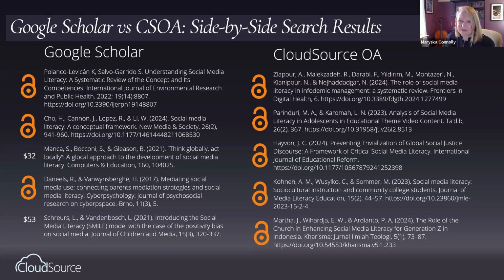Of the 3 Google Scholar results, only 1 of them is OA, and 2 of them I immediately hit a paywall, $32, $53 to download a copy of these. And I will also point out that the dates are a little more all over the place. There's a 2017 in here, there is a 2004, but again, you see the influence somewhat of the number of citations as to pushing things up to the top here. So you've got a kind of a mixed bag here on what your researchers would find as they come in to do a search in Google Scholar versus CloudSource OA.